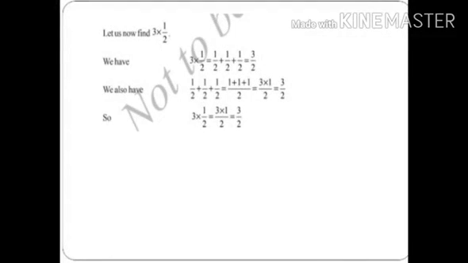Look into this operation, children. If you find what is 3 into 1 by 2, this is the other method of doing it. 3 into 1 by 2 is equal to 1 by 2 plus 1 by 2 plus 1 by 2. Am I right? Yes, 3 times we are adding 1 by 2. When you add all the 3, 1 plus 1 plus 1, because we have the same denominator, the answer will be 3 by 2.